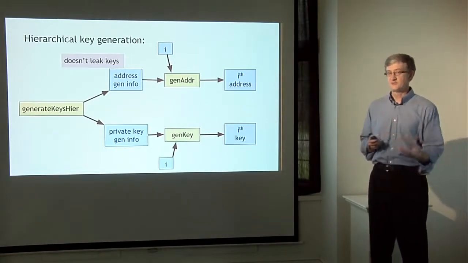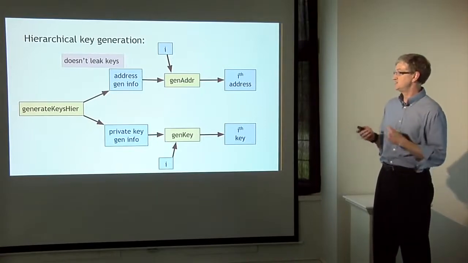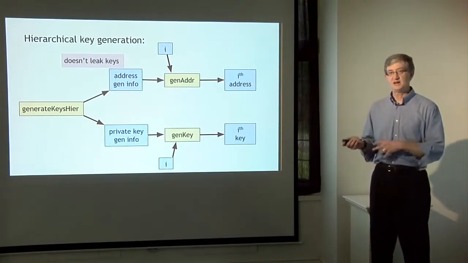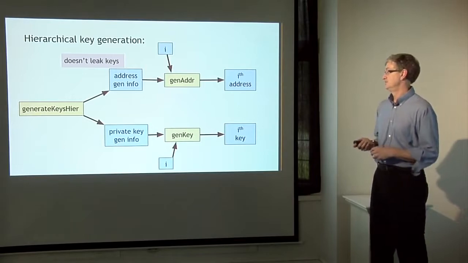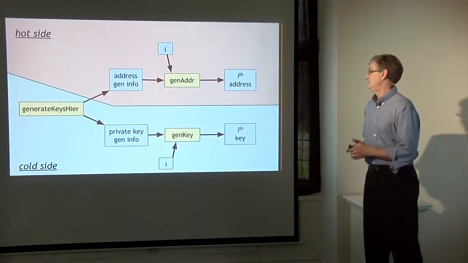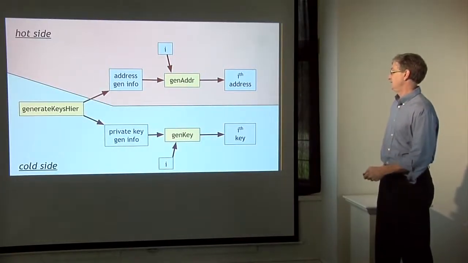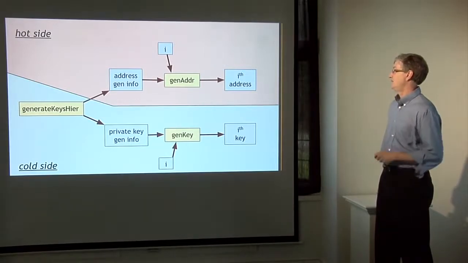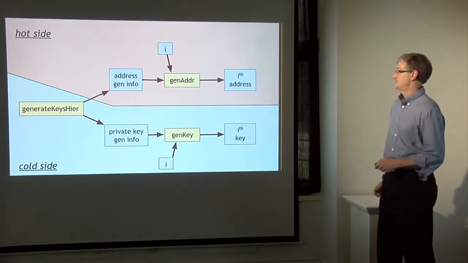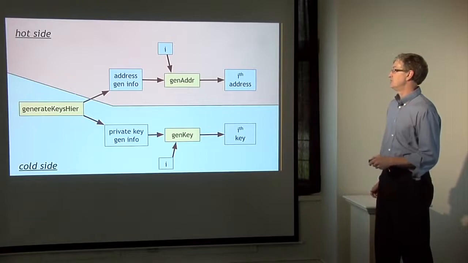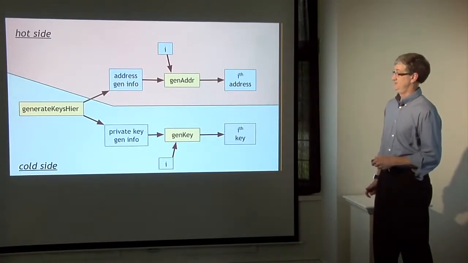And the reason this is useful for hot and cold storage is that we can take this operation and split it up between the hot side and cold side of our storage, like this. Everything that has a blue background here is done on the cold side, and everything that has a red background is done on the hot side. So at the very beginning, on the cold side, we do the generate keys hierarchical operation. We then take the private key generation info that makes and keep it on the cold side. And we take the address generation info that makes and pass it across to the hot side.